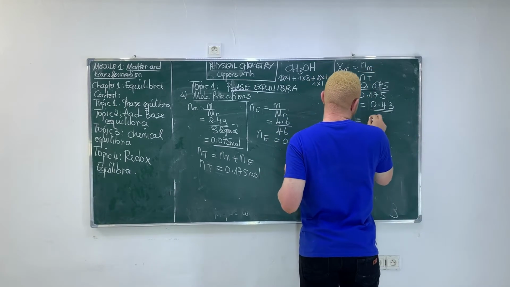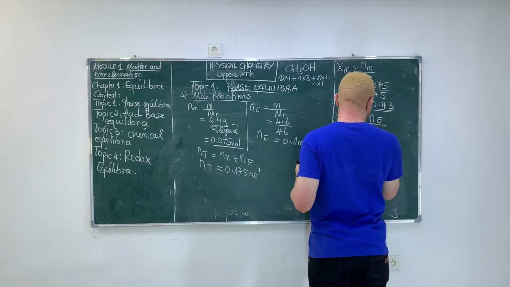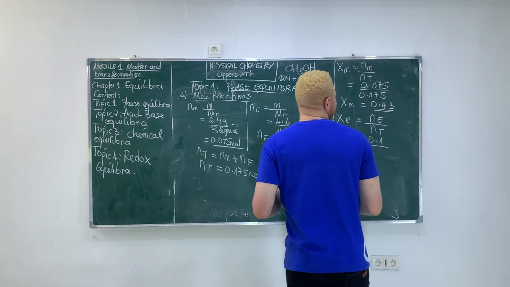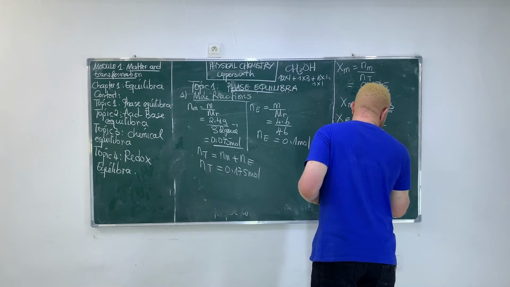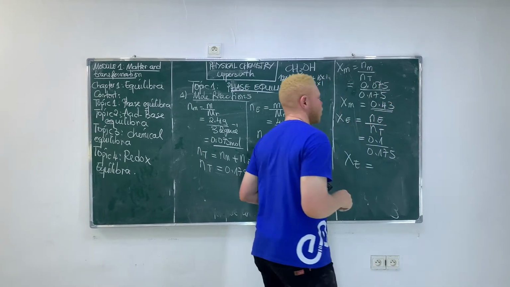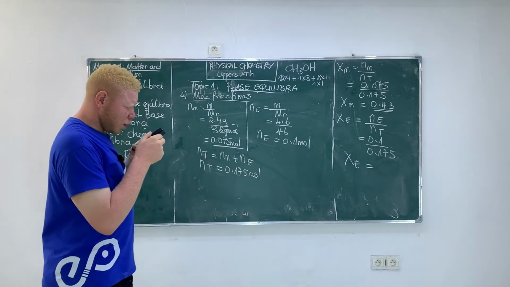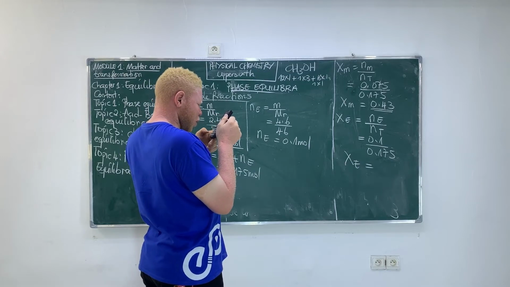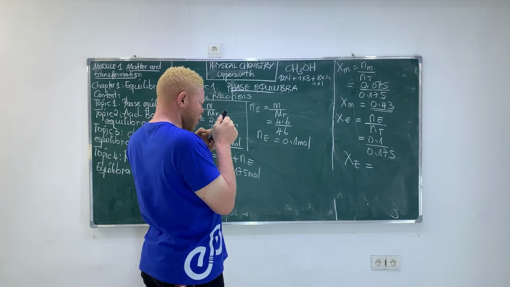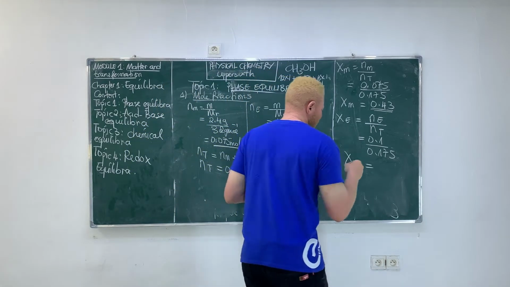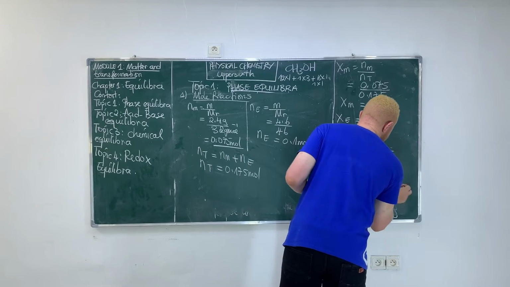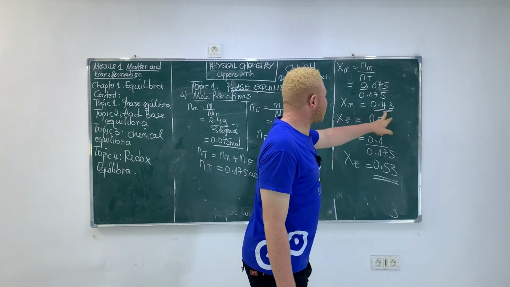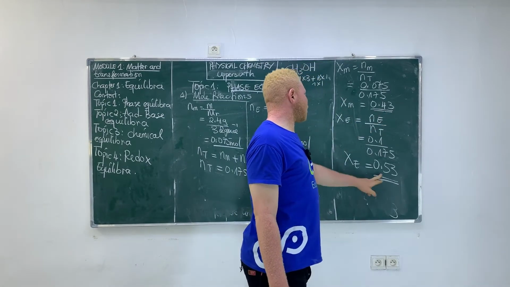X of ethanol is N of ethanol divided by N total. Ethanol is 0.1 divided by the total, 0.175. X of ethanol equals, so do the division, 0.1 divided by 0.175, 0.53. So in this case, we have the mole fraction X of methanol on the board, and X of ethanol on the board.